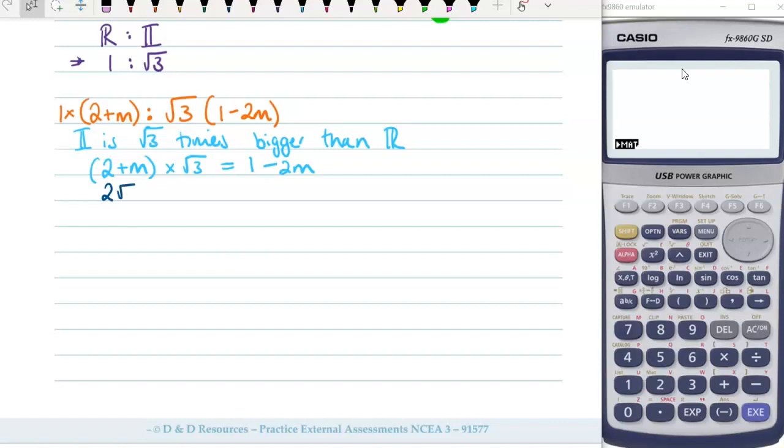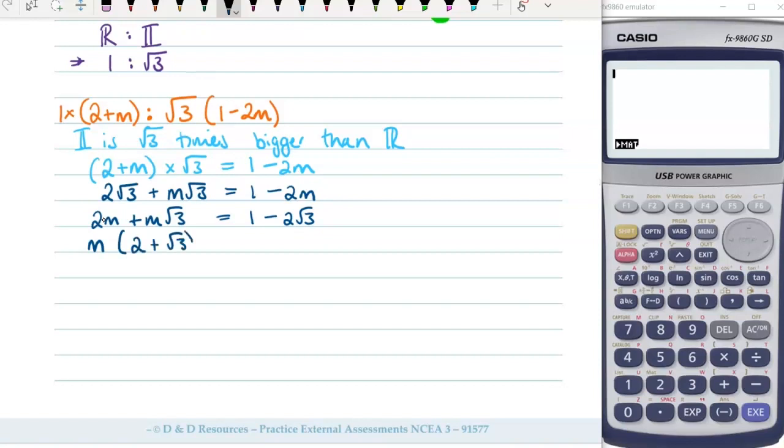I'm going to need to write this out fully, so we'll have 2√3 plus m√3 is equal to 1 minus 2m. Let's bring the m all over to one side, so we'll have 2m plus m√3, and the numbers on the right hand side, so 1 minus 2√3. All I've done is take the 2√3 over and the minus 2m over here. So if we take out a factor of m, we've got 2 plus √3, and that is equal to 1 minus 2√3. So m is 1 minus 2√3 over 2 plus √3.